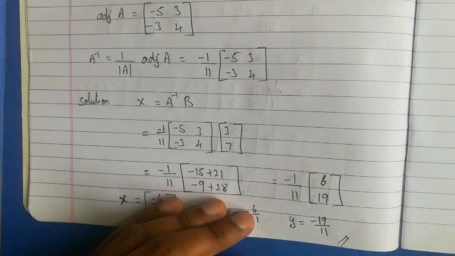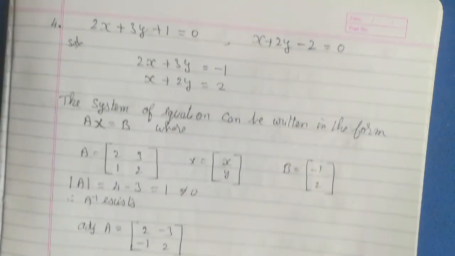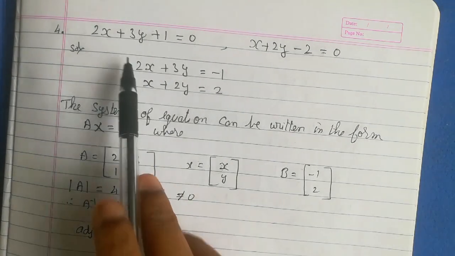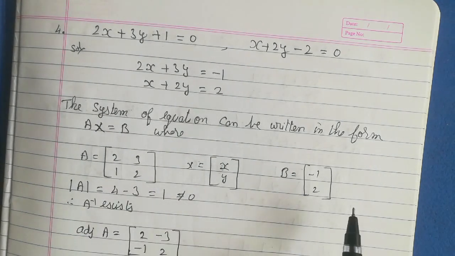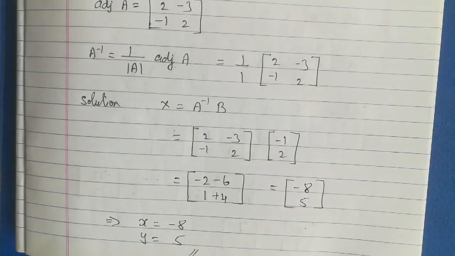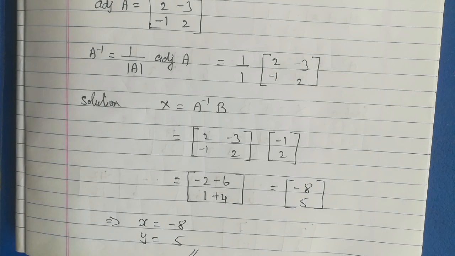Now we'll see the fourth problem. Fourth problem, again, this is given 2 by 2 order. Write that equation, find the value of A, X and B, determinant, adjoint and inverse. You can try it yourself. Just work out and check. You can work out. By solving, we got the value of x and y.